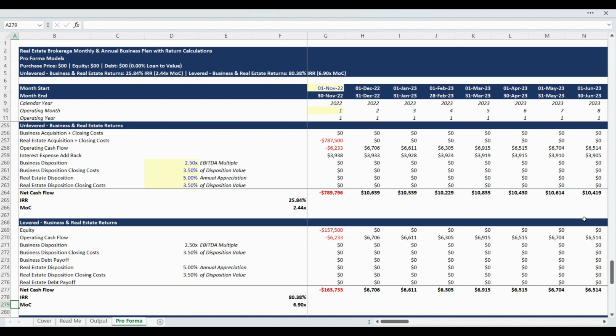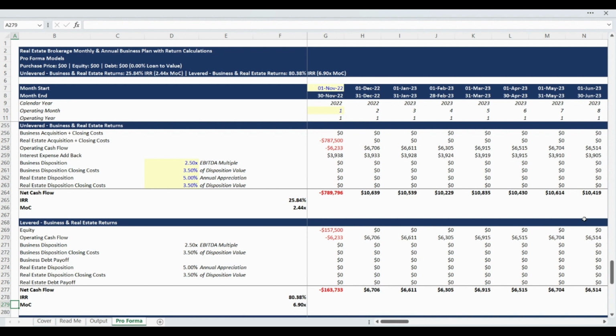The real estate disposition value is generated as an annual appreciation applied to the acquisition price. This assumption is entered in cell D259. The real estate disposition closing costs as a percentage of the disposition value are entered in cell D260. The returns table consolidates applicable line items to generate the unlevered net cash flow, internal rate of return, and multiple of capital. The returns presented in the first table are on an unlevered basis from the perspective of an investor-owner not taking a salary from operating the business.